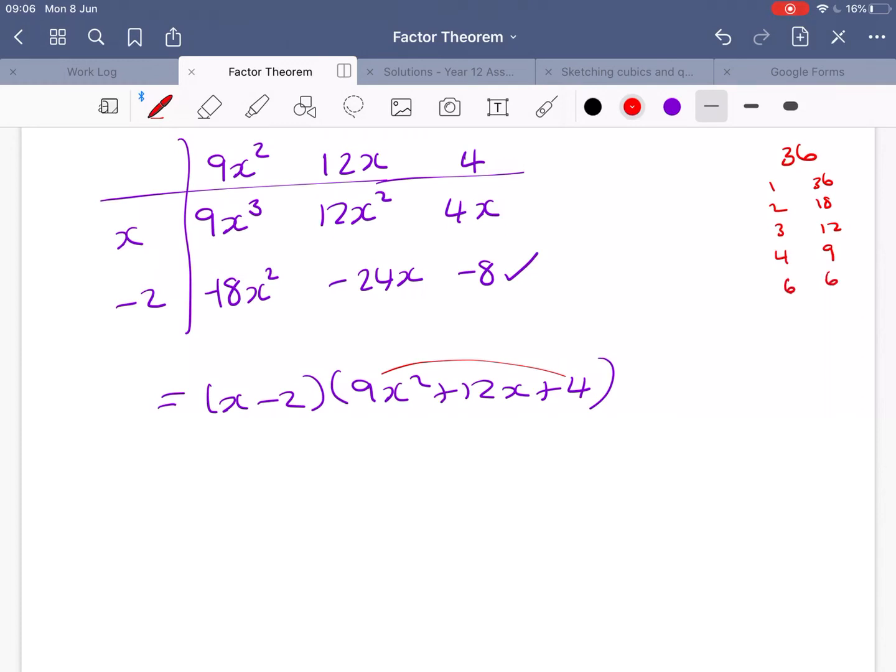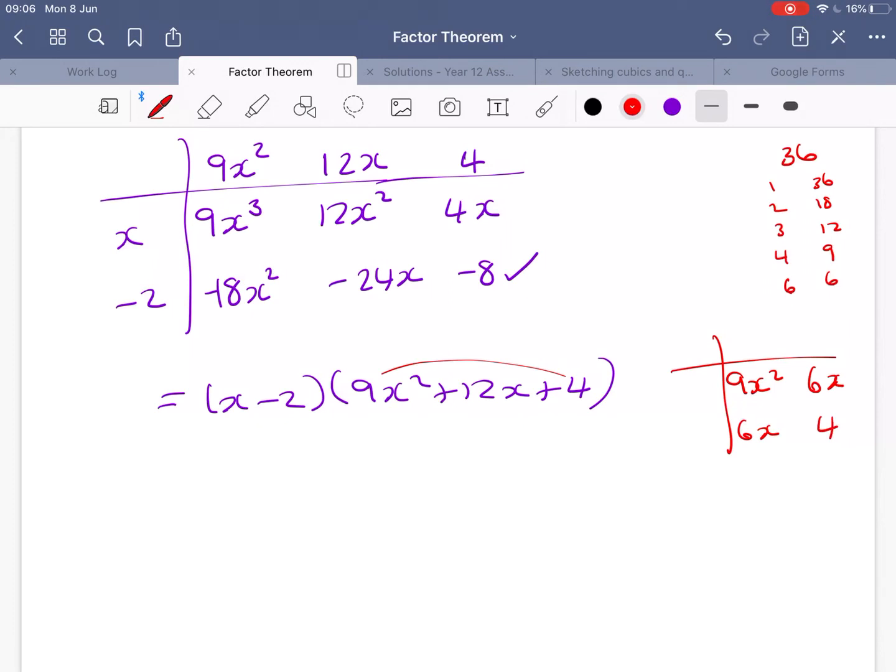and 6 and 6, of course, 6 and 6. So 6 and 6 is my two numbers I need to use. I had a bit of a mind meld there. So I've got 9x squared, 6x, 6x and a 4.